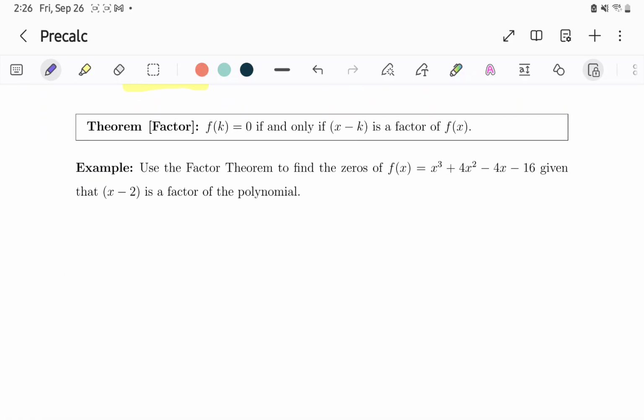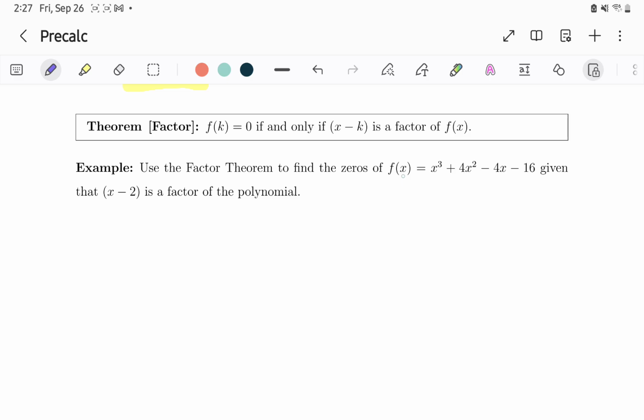All right, and so we have an example here. And in this example, we're asked to use the factor theorem to find the zeros of the polynomial function f of x, which is equal to x cubed plus 4x squared minus 4x minus 16, given that x minus 2 is a factor of the polynomial. So since we are trying to divide a degree 3 polynomial by a degree 1 polynomial, what we should end up with for the quotient is going to be a degree 2 polynomial, or in other words, a quadratic function.